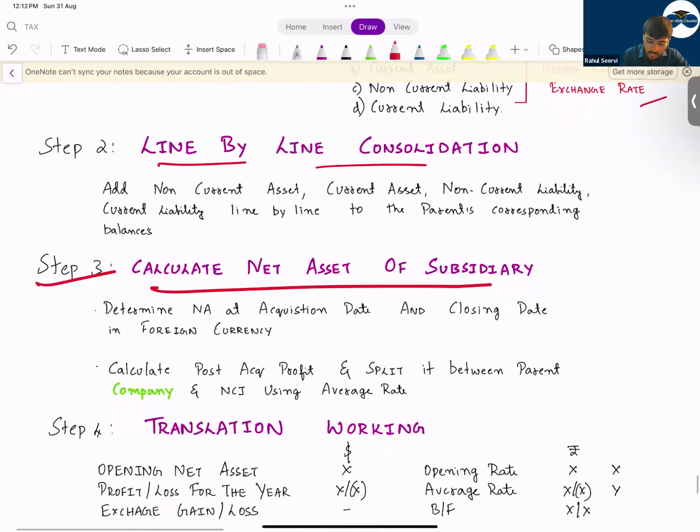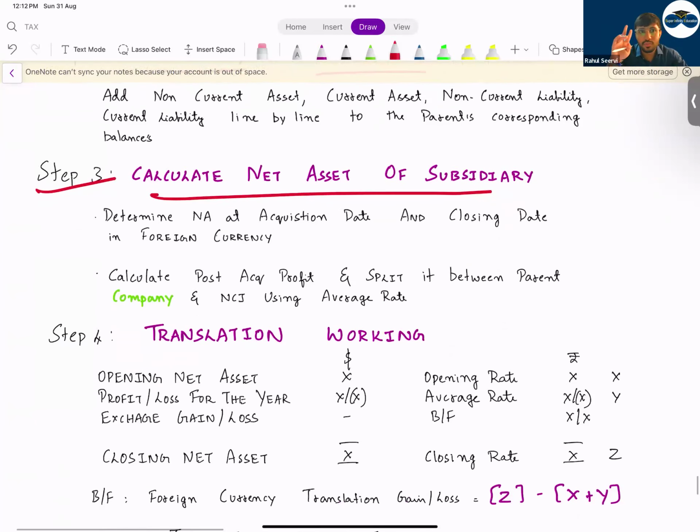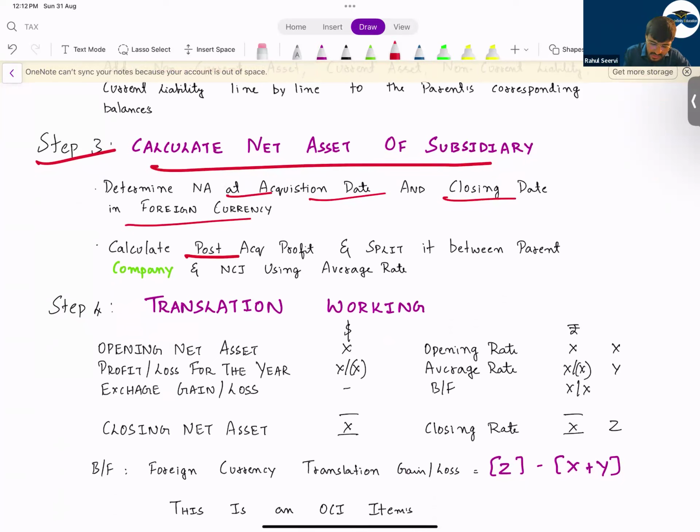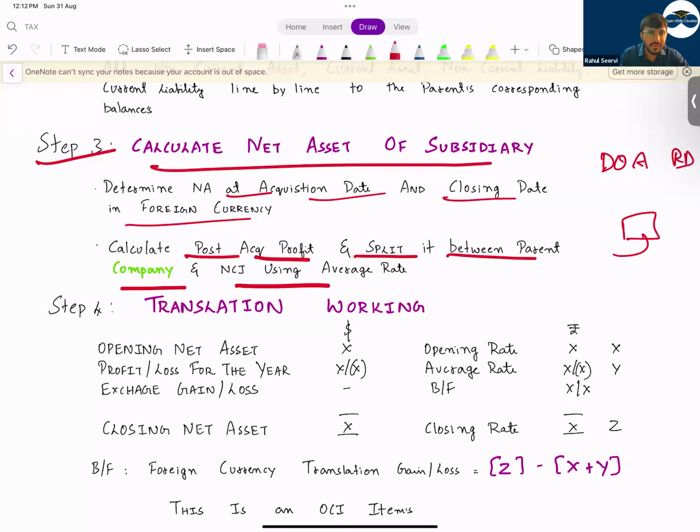Step 3 is what? Calculate the net asset of the subsidiary, using your step number 2, which we have done. So determine net assets at acquisition date and at the closing rate in the foreign subsidiary's foreign currency. Then calculate post acquisition profits and split it between parent company and NCI using the average rate. Normally, from your date of acquisition to the reporting date, you get the post acquisition profit. This we give to parent and NCI.